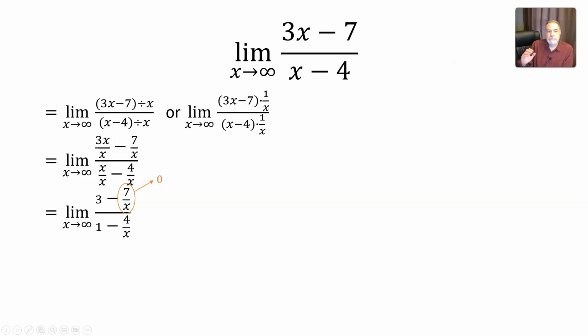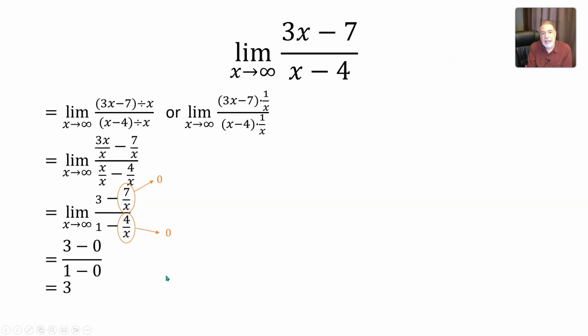Remember we said 1 over x, or 1 over x to a positive power, or any other constant over x to a positive power would have a limit of 0 as x itself approaches infinity. Same thing with the 4 over x on the bottom. It is also approaching 0 as x approaches infinity. So if we take the limit as x approaches infinity, we get 3 minus 0 on top over 1 minus 0 on the bottom. So that would be 3 over 1, or just 3. So the limit is in fact 3.